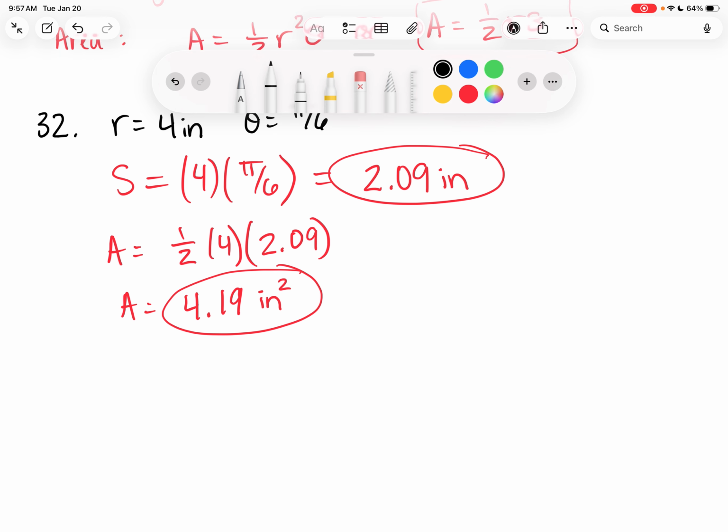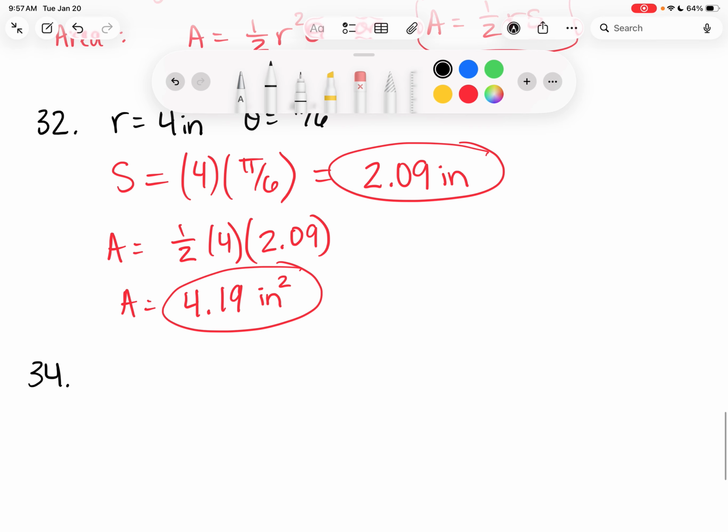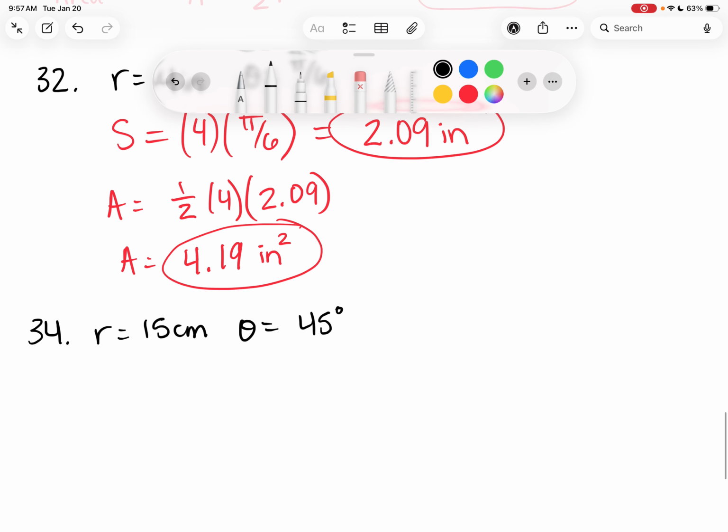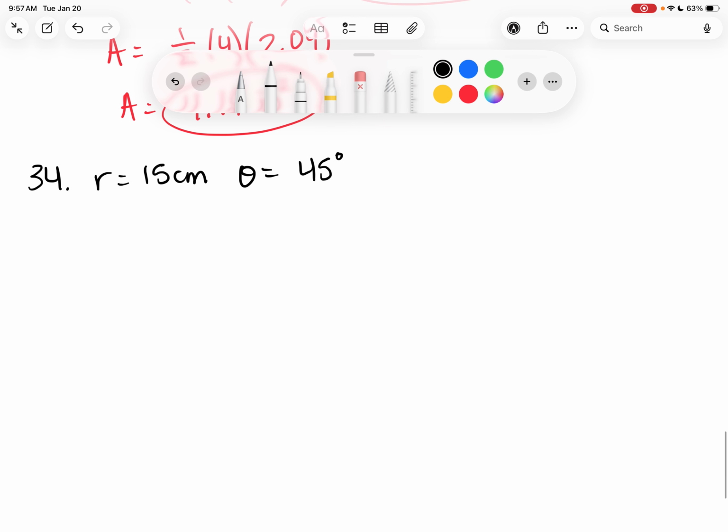34. R equals 15 centimeters. Theta equals 45 degrees. All right, what's the problem with this one? Yeah, what he said. It is not in radians.